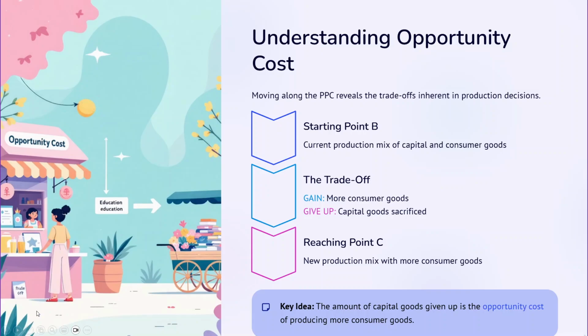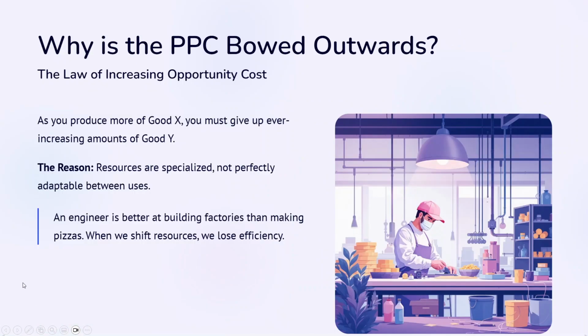You might have noticed the curve is bowed outwards, not a straight line. This is a very important feature. It represents the law of increasing opportunity cost. What does this mean? As we produce more and more of one good, let's say consumer goods, the opportunity cost of producing even more of it increases. Why? Because resources are not perfectly adaptable.